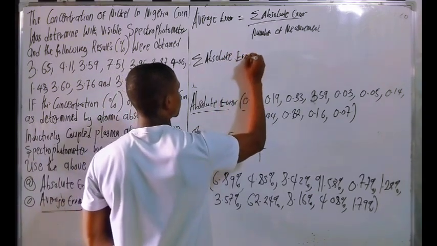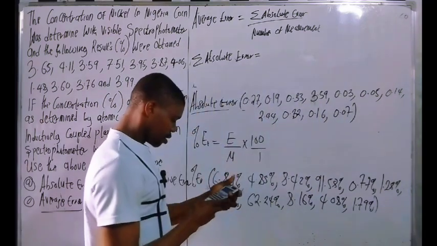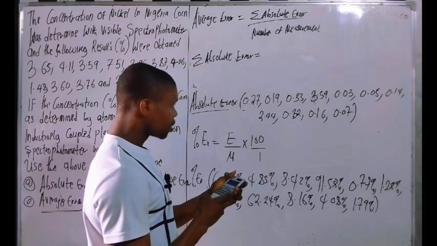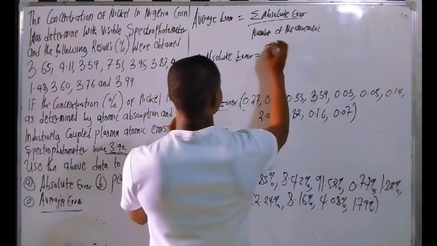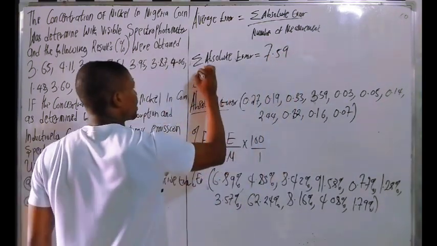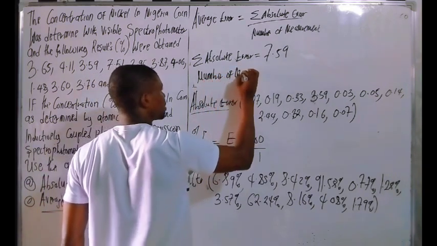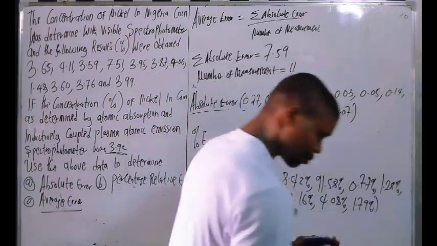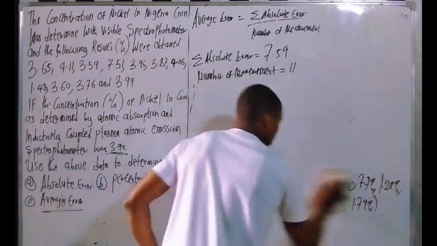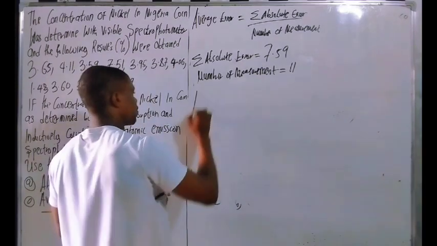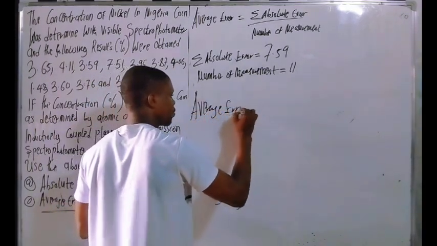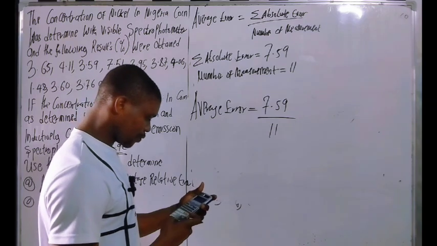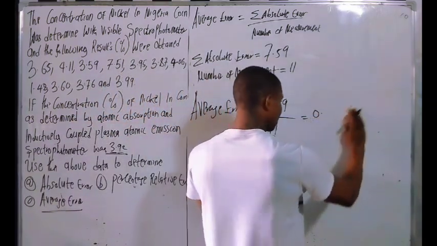So the summation of absolute error equals what? Now let us sum them together. So it will be 0.27 plus 0.19 plus 0.33 plus. So when we sum them together it is 7.59. The number of measurements is 11, right? So the average error equals 7.59 over 11, divided by 11. So here we now have 0.69. That is it.